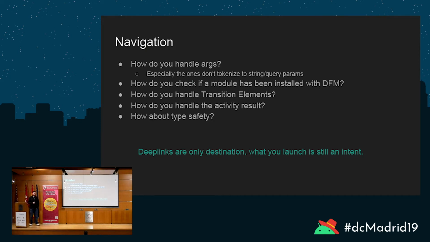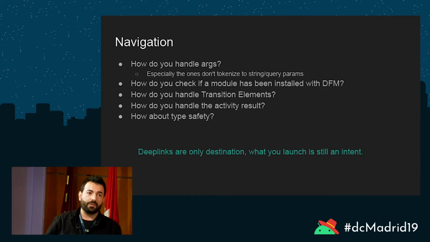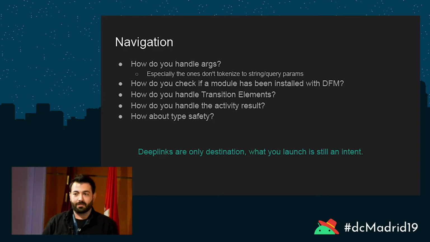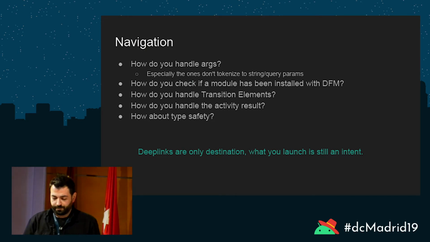Deep links are only destinations. What you launch is still an intent, right? You say intent, view, and this is the deep link string that you want to go to. You can still attach all the activity options that the transition element requires. You can still call start activity for result instead of start activity. You can still attach any additional data you want to. That is just how you handle deep links. It's not that deep links don't support it.